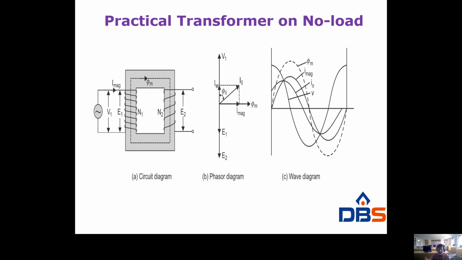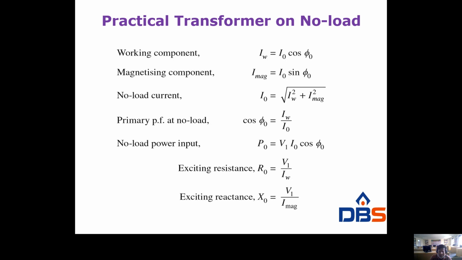Adding vectorially, I naught is equal to square root of IW square plus Im square, where Im is the magnetizing current. So working component IW is equal to I naught cos phi naught. Magnetizing current Im is equal to I naught sin phi naught. Therefore, no load current I naught is equal to square root of IW square plus Im square. The primary power factor at no load is nothing but cos phi naught.